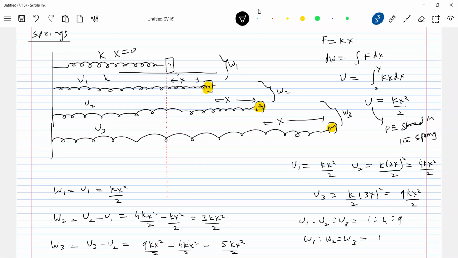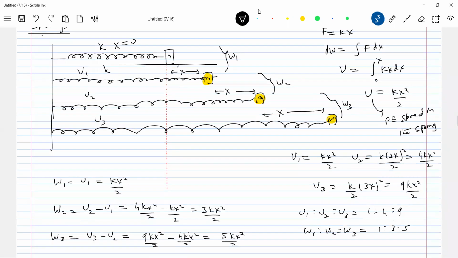Work done will be in the ratio 1 is to 3 is to 5. Why I picked up this situation: to produce an elongation of x, you have to do work. To produce the same further elongation x, you have to do more work. You can see 3kx²/2. Again, to further elongate, you have to do more work.